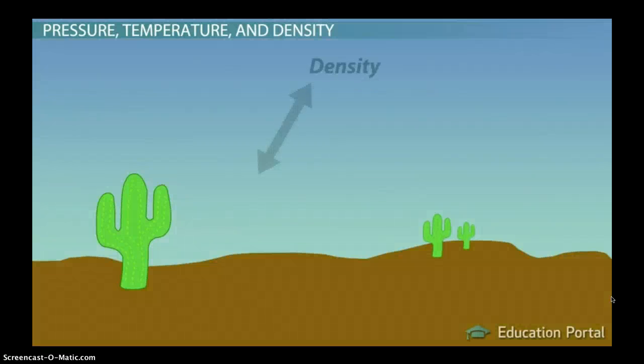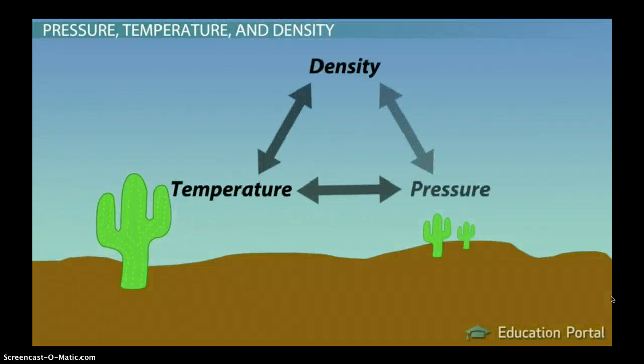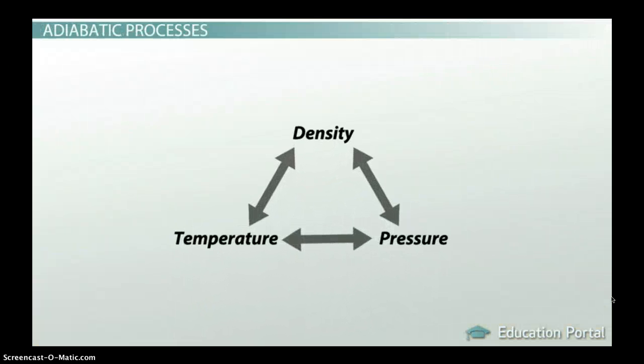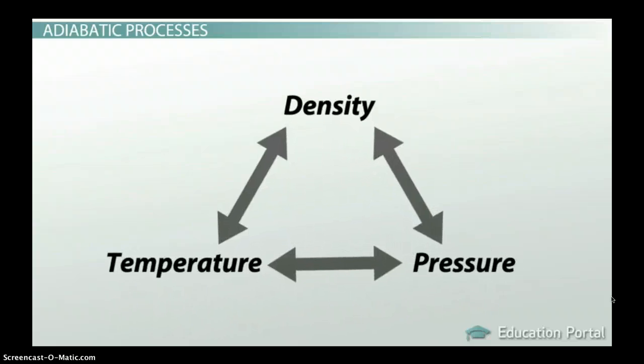So you can see that density, temperature, and pressure work together to change the conditions of the air. When heat is added, air temperature and pressure both increase. And when the density of air changes, the pressure, and sometimes the temperature, does as well. Now that you know how the three variables work together, let's take a look at how they affect weather.